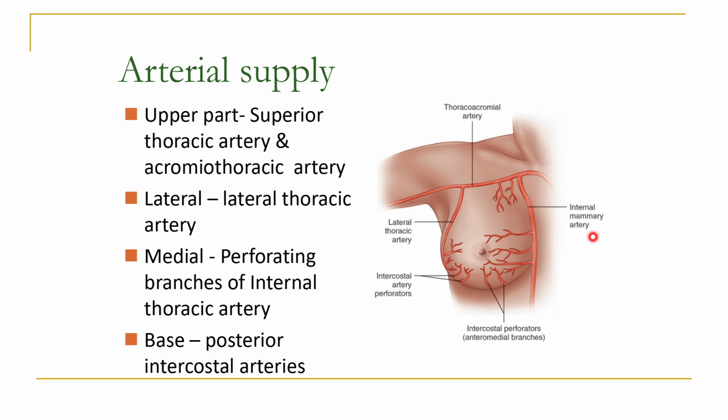Coming to the arterial supply, the upper part is supplied by the superior thoracic and the acromiothoracic artery, and the lateral part is supplied by the lateral thoracic artery. These are branches of the axillary artery. Medially it is supplied by the perforating branches of the internal mammary artery, also called the internal thoracic artery, and here you can see the base is supplied by the posterior intercostal arteries.